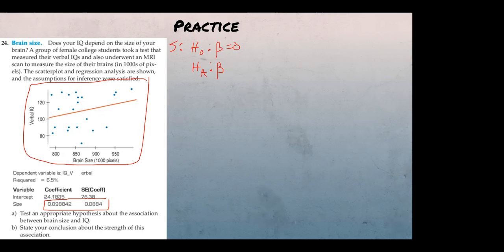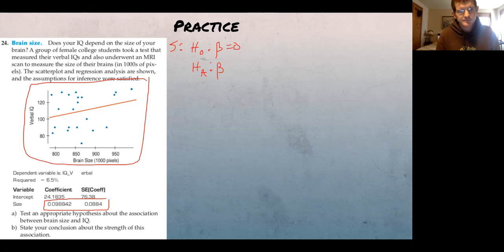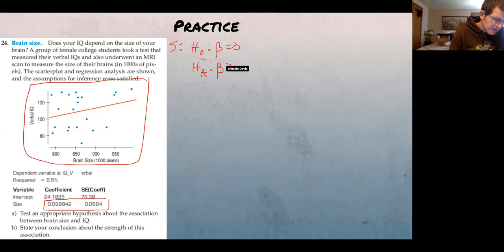Greater than 0? I think that one's fair. You could say not equal, and that's always a fallback option, like I said. But it's also fair to go with greater than in this case, because I think the alternative explanation would be that the bigger your brain is, the higher your verbal IQ. So I think that's a fair alternative hypothesis here. So I'm going to assume that we actually have a positive association and a positive relation between those two.